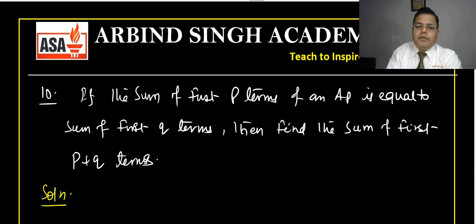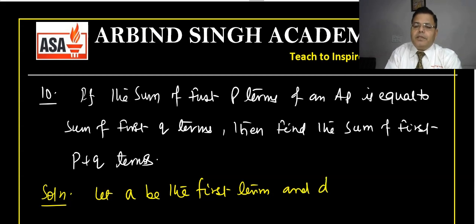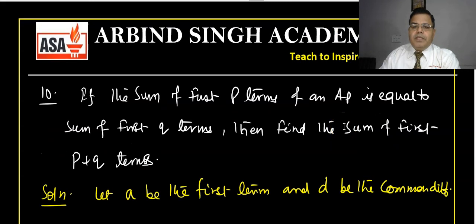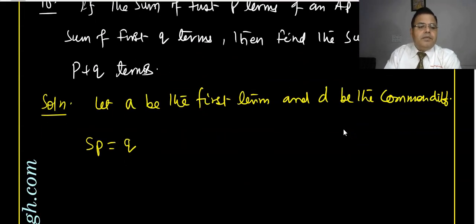Now the solution can be written here. Before writing this, let a be the first term and d be the common difference. Given that the sum of the first p terms is equal to the sum of the first q terms, Sp is equal to Sq.